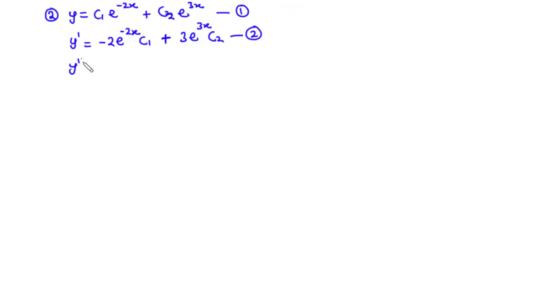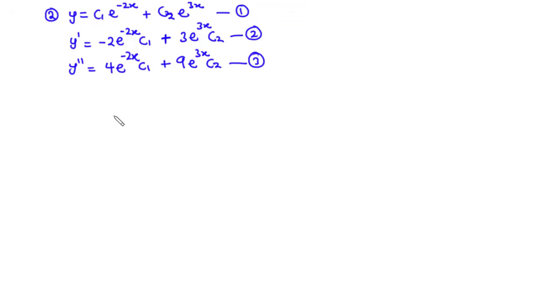For y double prime, you differentiate this: negative 2 times negative 2 is 4, so 4e^(-2x) times c1, plus you differentiate 3x, you have 3, so 3 times 3 is 9e^(3x) times c2. Let's call this equation 3.